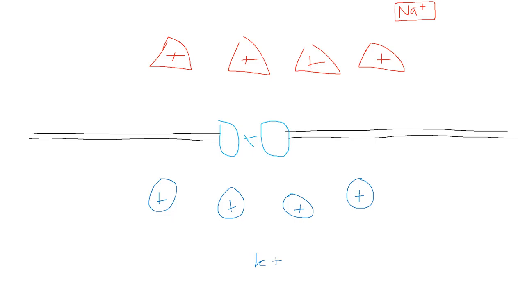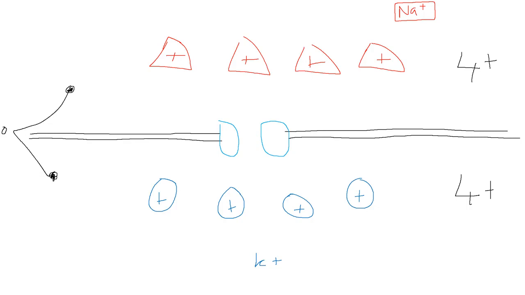Now, if we were to measure the charge across this membrane, so if we were to put a probe in there and measure the difference in charge across the membrane, we can see we've got 4 positives on this side and 4 positives on this side. So actually the charge would be neutral because we've got a balance. We've got the same positivity on either side of the membrane.